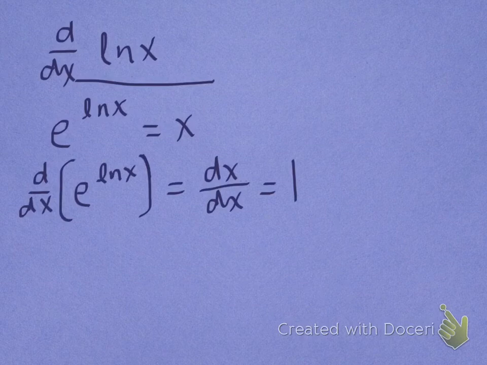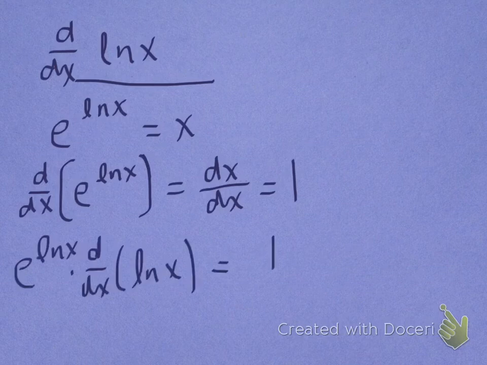Then I'm going to take the derivative of both sides. The left-hand side I'm just going to leave as is for a minute, writing it as the derivative of e to the natural log of x. But on the right-hand side, notice what happens. I get dx dx, which is just 1. The derivative of x with respect to x is just 1. Now, on the left-hand side, I can use the chain rule. I take the derivative of the outside, leave the inside alone, so e to the natural log of x, times the derivative of the inside, which is what I'm trying to solve for. I don't know what it is yet, so I just write that as d dx of natural log of x.